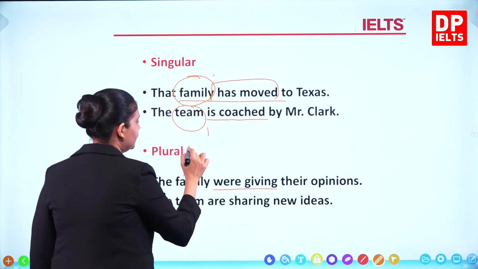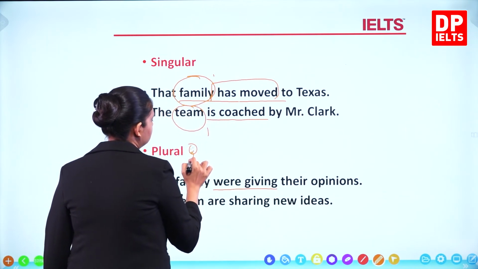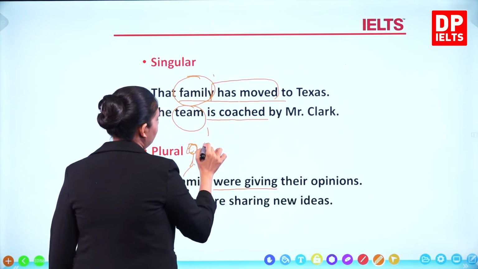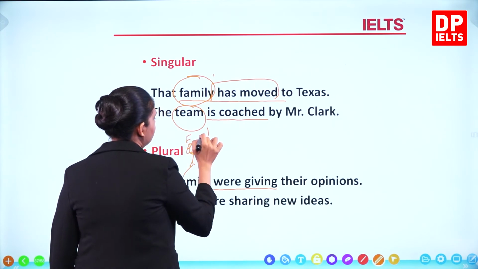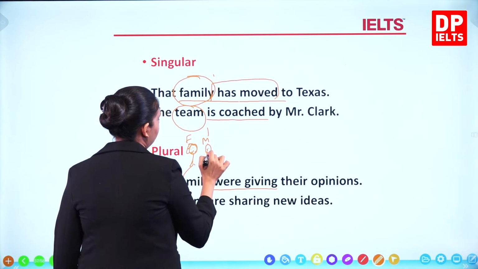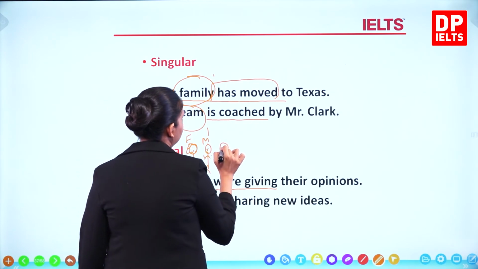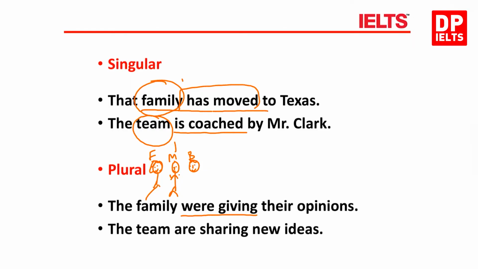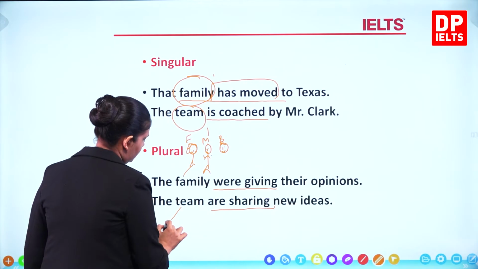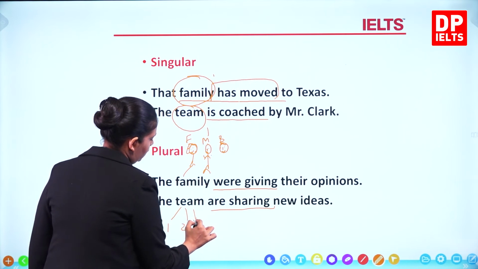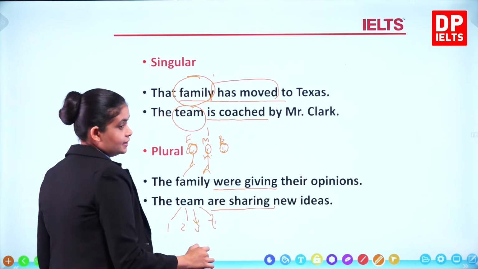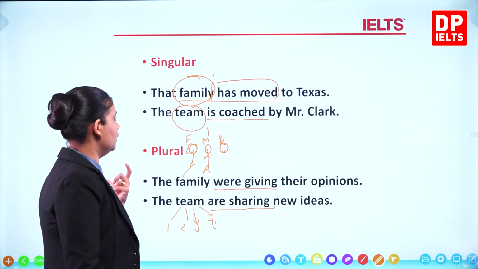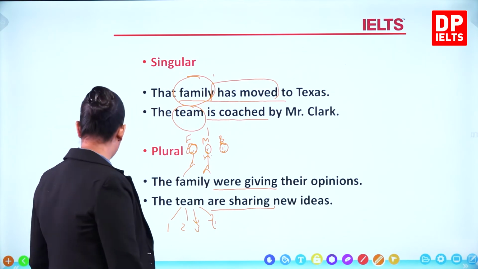Were කියන්නේ මේ family එකේ ඉන්නවා තාත්තා. Then you have the mother. So this is the father, the mother, right? The brother. Different members. Each individual considered, then the verb is plural. The team are sharing. Again, the team is considered 1, 2, 3, different number of players. So each and every one, then the verb becomes plural, right?